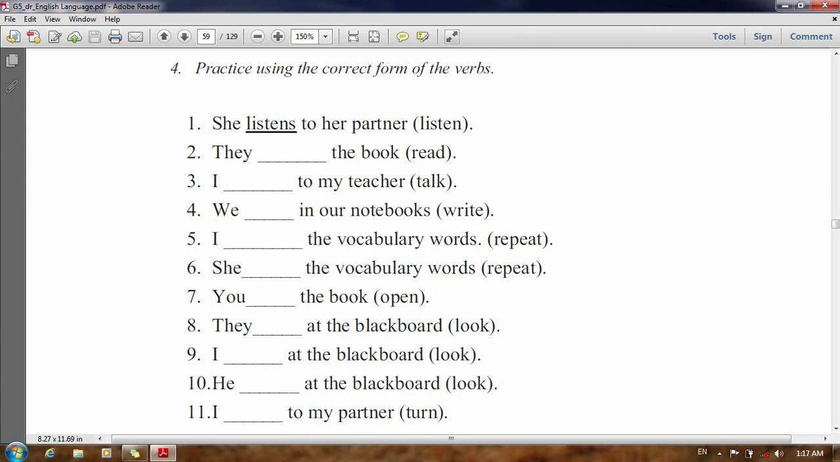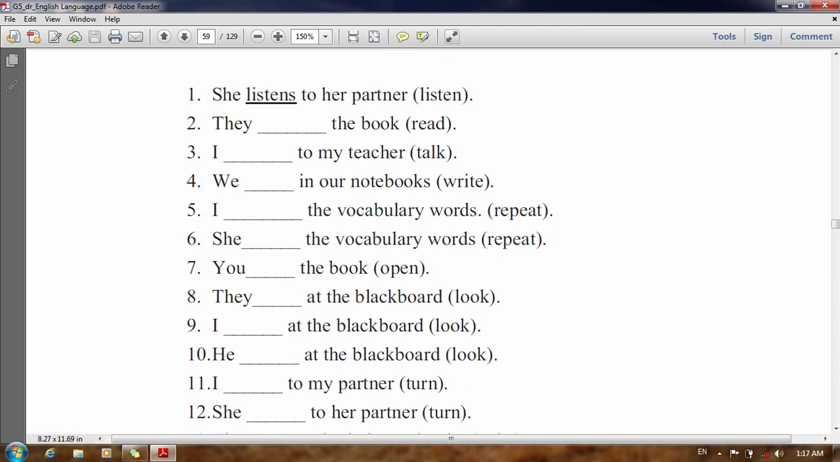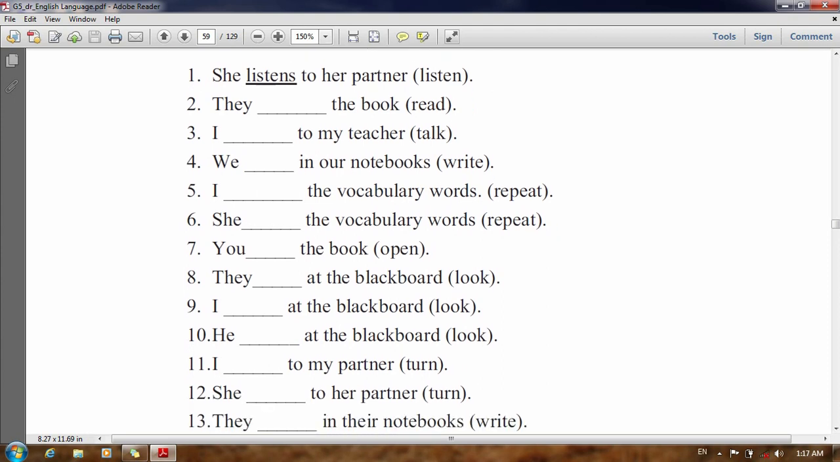They read the book. I talk to my teacher.